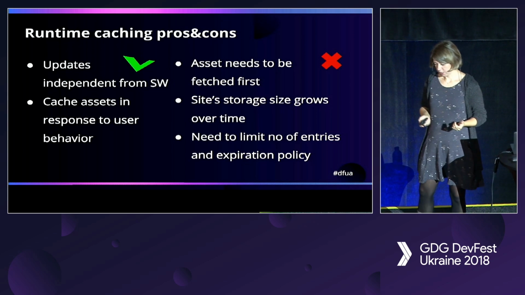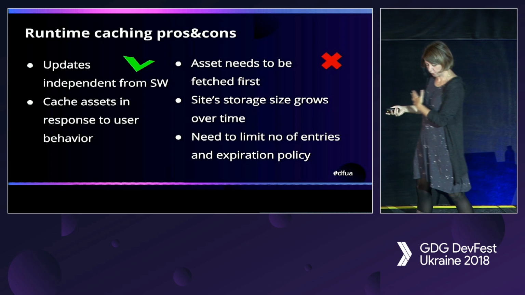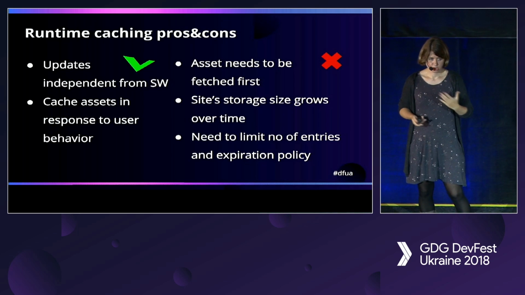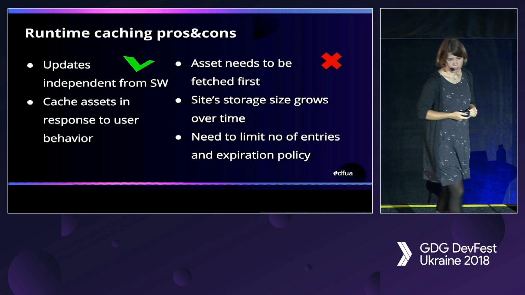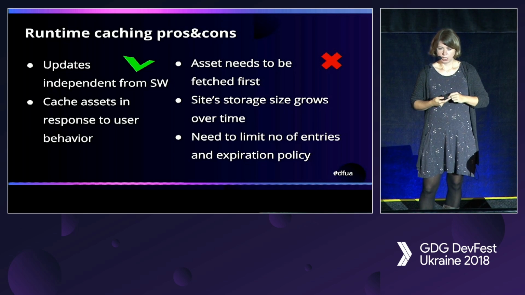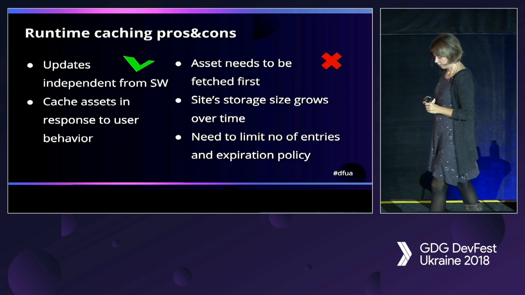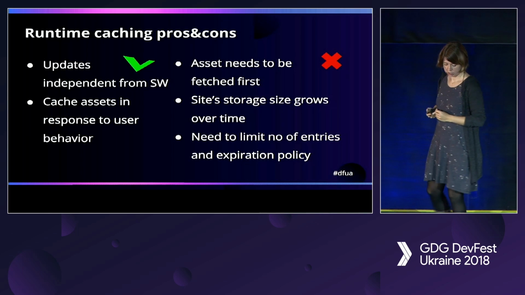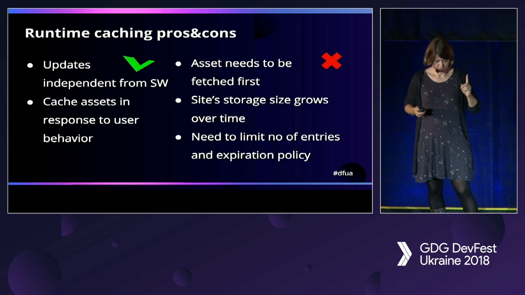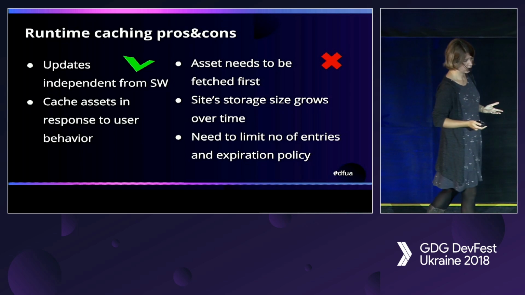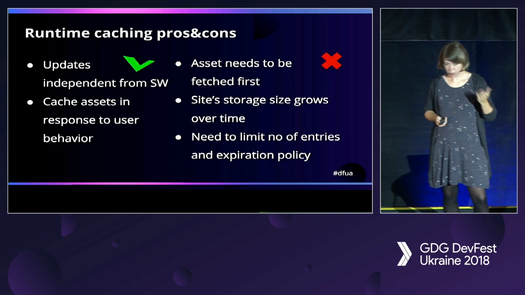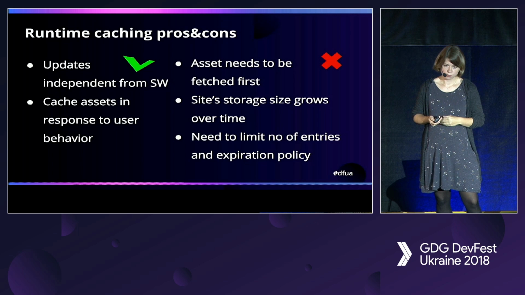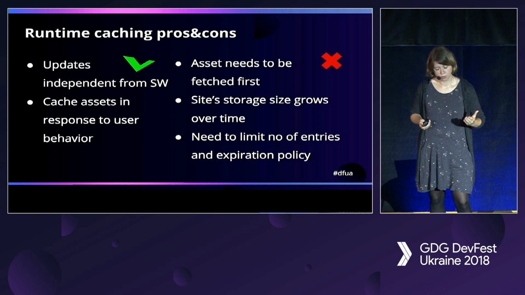As I said, the updates are independent from the server, from the updates of the service worker, and you can cache files depending on the user behavior. But the assets need to be fetched first, so it's a bit less performant, less immediate than the precaching. And the most important thing is the storage size grows over time, right? Because during runtime, you just keep adding stuff to your cache. So you need to think about how much stuff you put there and have some limit either on the number of entries or some expiration policy to not overrun your cache storage.